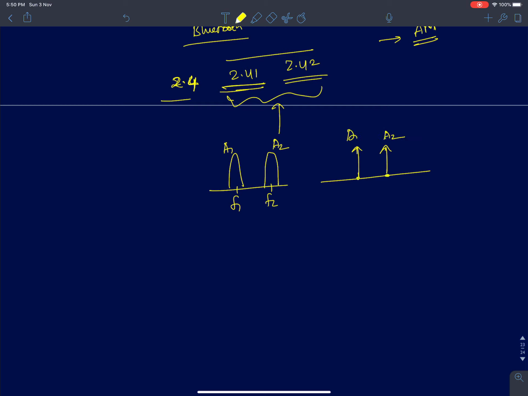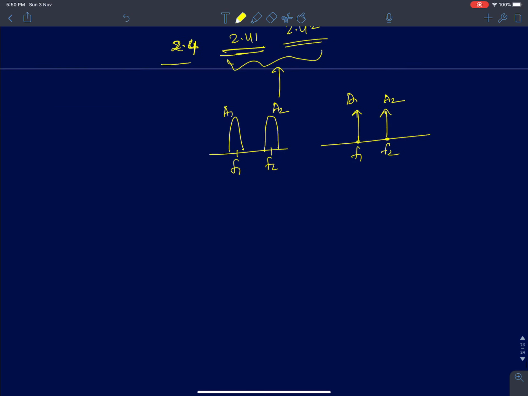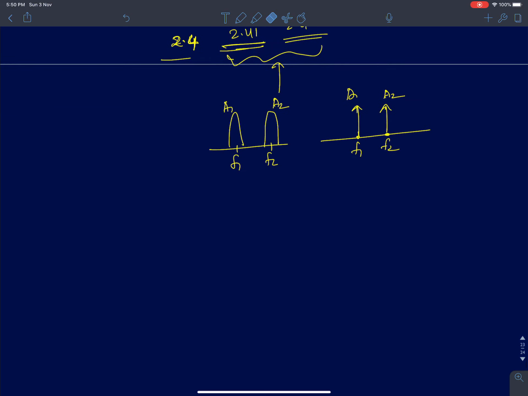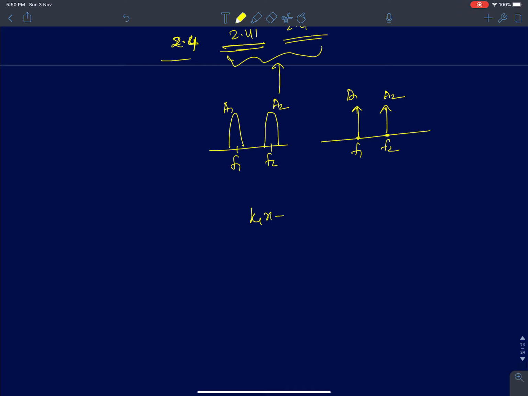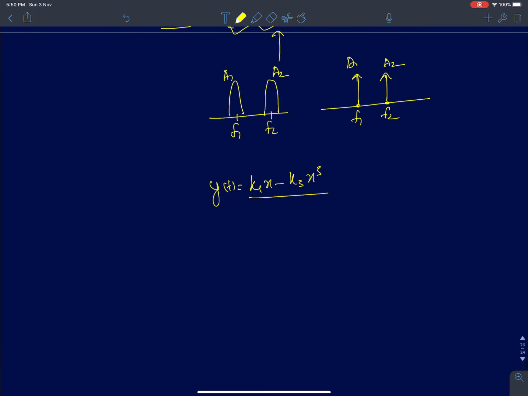Okay. Now F1 is this and F2 is this. Now if I pass this signal through a nonlinearity of this type, which is K1x minus K3x cube, this is the nonlinearity I am passing this signal through. We are interested in finding what frequencies I'll get at the output of the system.